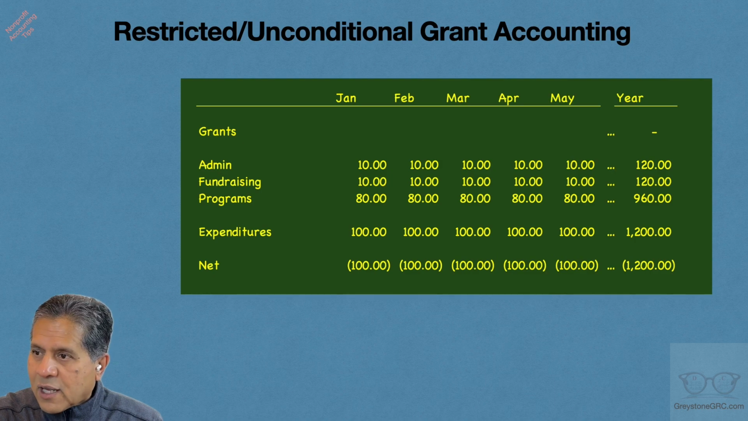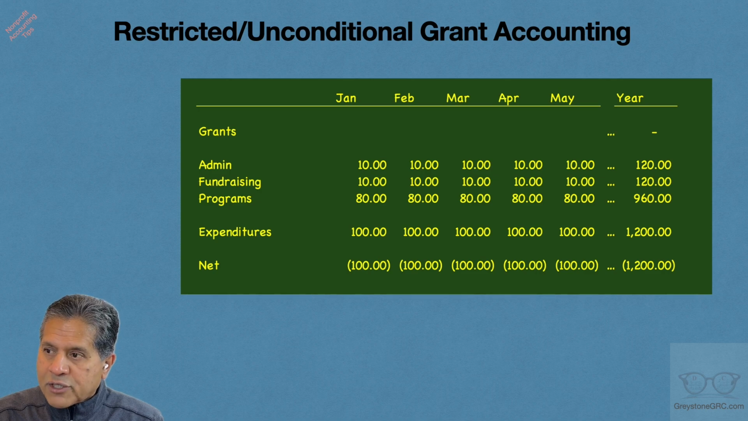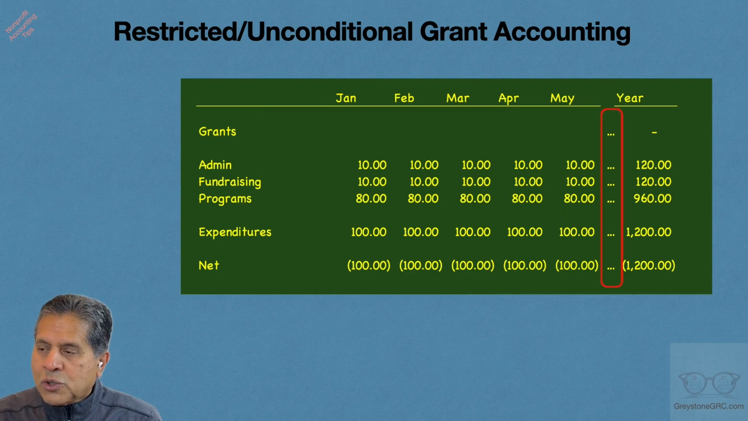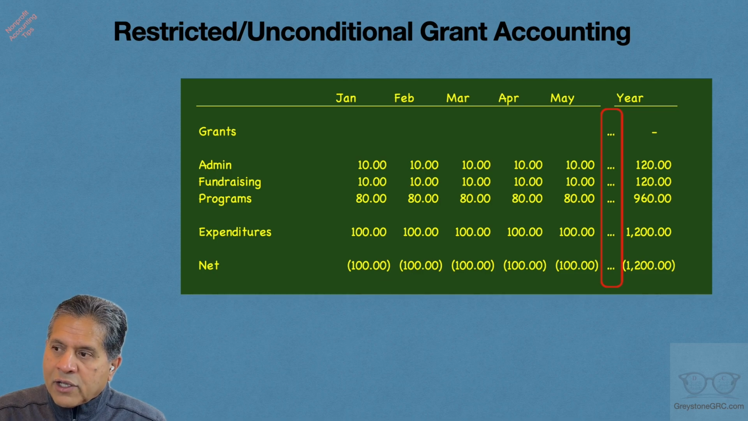Now let's look at this example here. Let's say we put together a budget that has admin of $10 a month from January to December and fundraising of $10 a month from January to December, programs of $80 a month. The total expenditures are $100 a month. Now, if you look at that little code section there, that's for June, July, August, September, October, November, and December, culminating in the annual total on the extreme right.